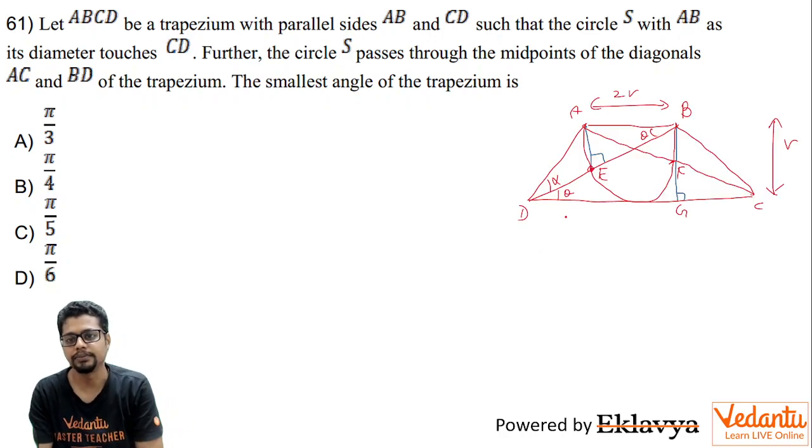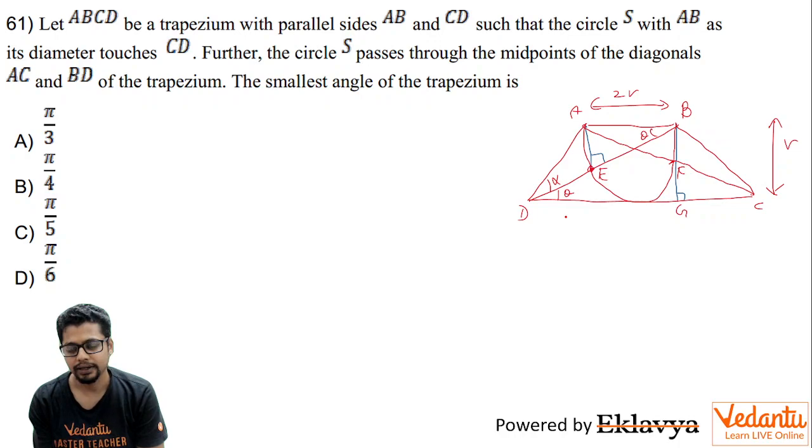So the situation is something like this. ABCD is the trapezium, AB is parallel to CD, and we have drawn a semicircle with AB as diameter. Let's say AB is of length 2r, where r is the radius of the semicircle. The semicircle touches the side CD, and it also bisects the diagonals AC and BD, because it passes through the midpoints of the diagonals AC and BD.